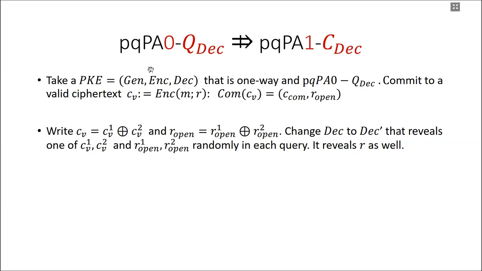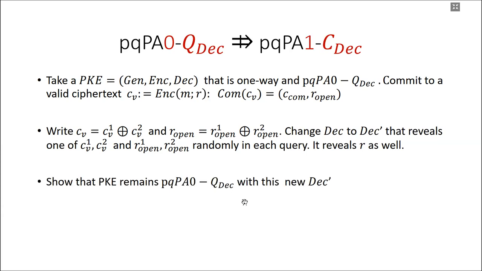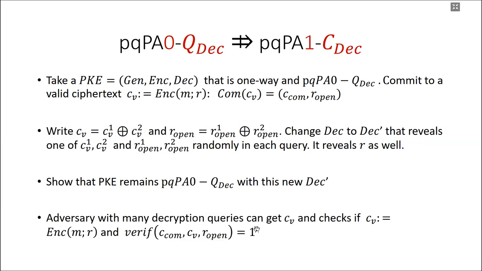The high-level idea is that in PA0, since the adversary has only one access to the decryption oracle, it only gets one of these shares, which is useless. So we can show easily that this encryption scheme remains PQPA0 QDEC, because giving random shares of CV and R open doesn't give any information to the adversary. On the other hand, an adversary with many decryption queries can get CV, and then in the real game, the adversary can get M from CV and check if CV is equal to the encryption of M and R, and if the commitment verification holds true. But in the fake game, A star cannot decrypt CV, and with the binding property of the commitment, the adversary cannot pass these two checks.